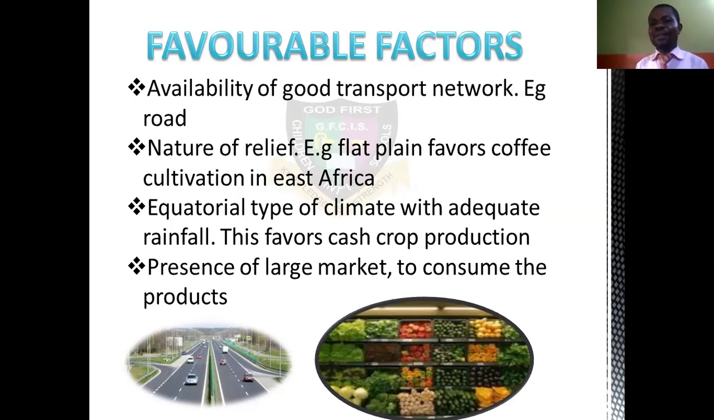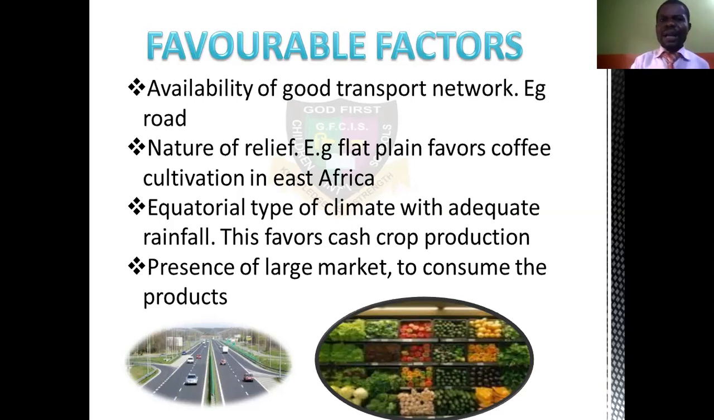The presence of a large market. If you produce, remember it is not meant for family consumption. There are crops that are meant to be sold, cash crops. When you produce them, you don't put them in the house to be eaten. You need to sell them. If there is no big market, nobody will be using what you are producing. It requires the presence of a large market for these products to be sold. These are the factors that affect this kind of agriculture called plantation agriculture.